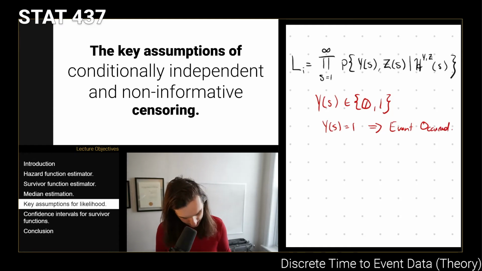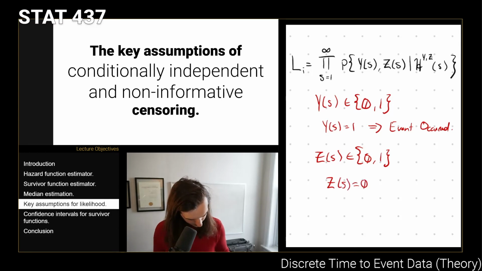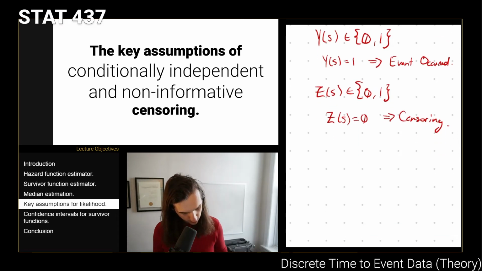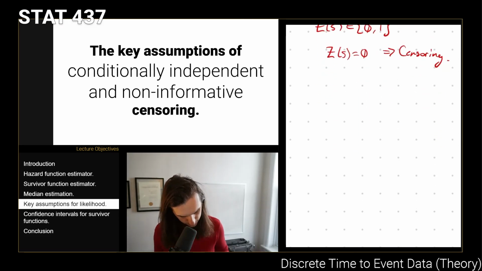Then we also take zs, which itself is going to be a stochastic process with values 0 or 1. But here, zs equals 0 means that censoring occurred. Right? And so we have ys as the event process, we have zs as the censoring process, and the idea with the likelihood contribution is that we want to model these two things, right? And so what we can do is, instead of writing it out as this joint probability here, we can write this as a conditional probability, right?